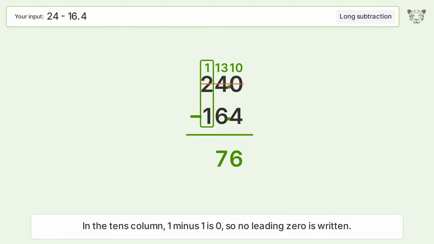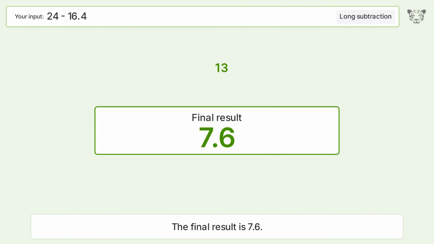In the tens column, 1 minus 1 is 0, so no leading 0 is written. Bring the decimal point straight down into the answer. The final result is 7.6.